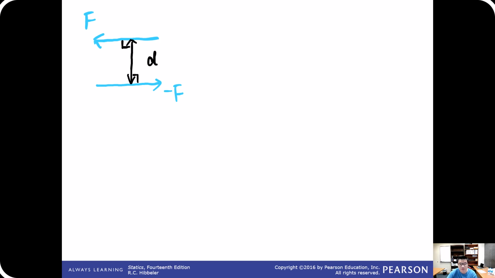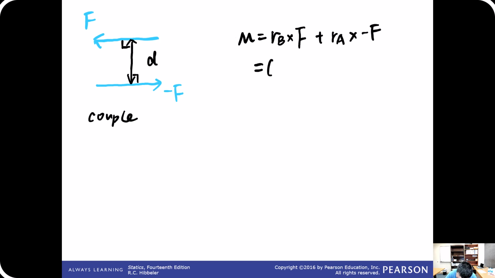The moment produced by a couple is called a couple moment. The couple moment will be RB cross F plus RA cross negative F, and it will be RB minus RA cross F, and RB minus RA will be the R. The R will be the distance vector between the two forces.